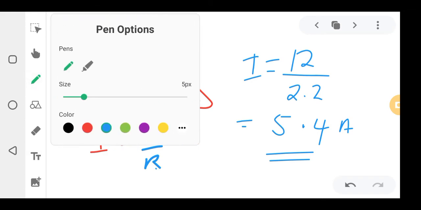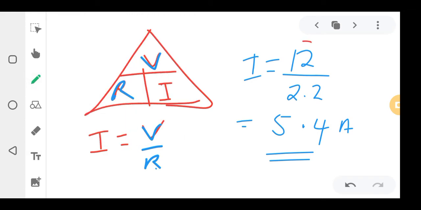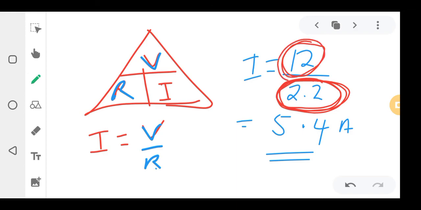So when you're calculating the current in the circuit, you use the voltage for the whole circuit and the total resistance for the whole circuit. This resistance is for both series and parallel, you remember? Same with the voltage, it is for the entire circuit.